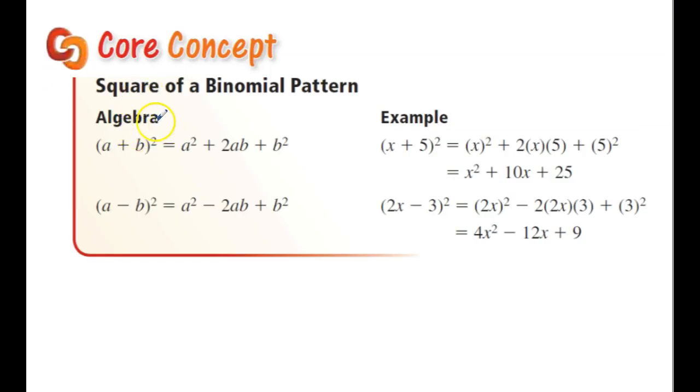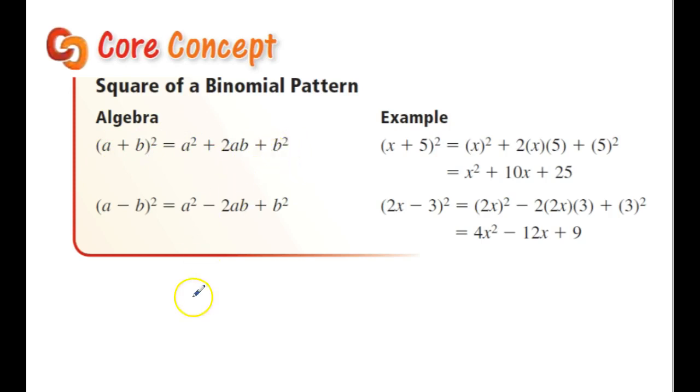So here's my core concept, the square of a binomial, right? So if I have something like a plus b squared, that quantity, I cannot just distribute this 2 into both things and it becomes a squared plus b squared. That's not mathematically accurate. But I do see a pattern. So when I'm adding, my sum, right? I have a squared plus 2 times ab plus b squared.